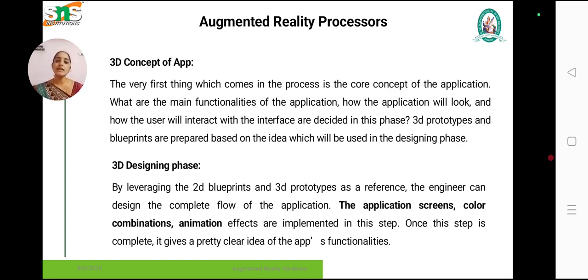And the second thing is the 3D designing phase. In this phase, the 2D and 3D blueprints and prototypes are referenced, so the engineers can design the complete flow of an application. At that time they might include application screens, colors and color combinations, animation and effects, everything. So these are the implementations that come under this step. Once this step is completed, it gives a pretty clear idea for an application.